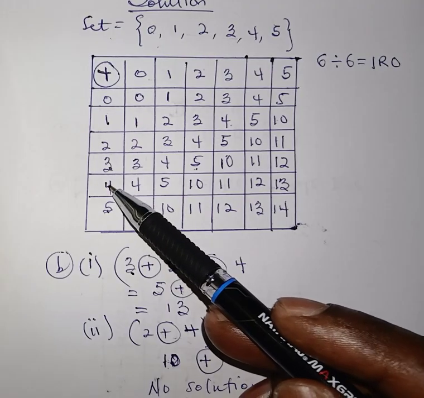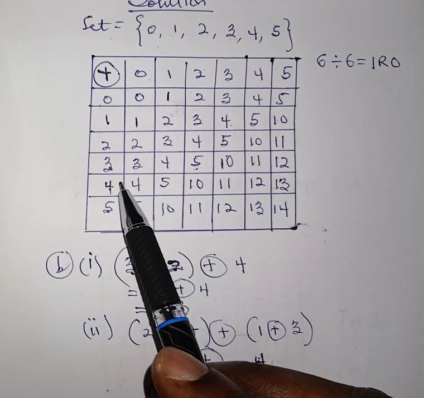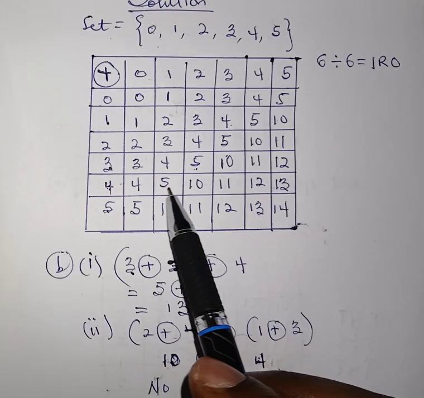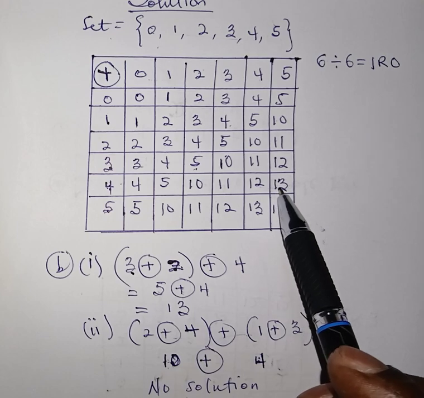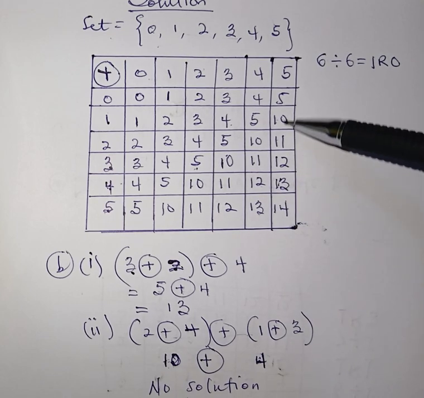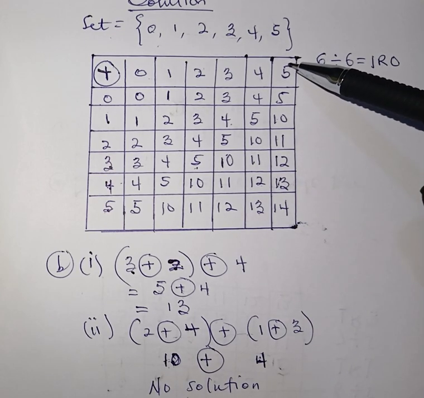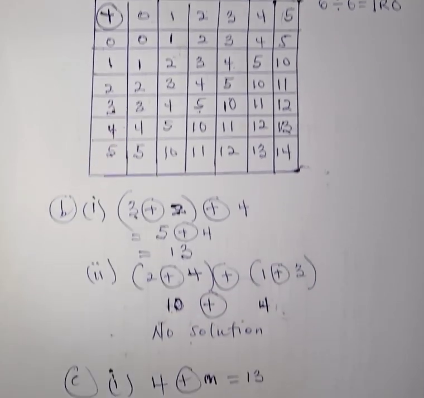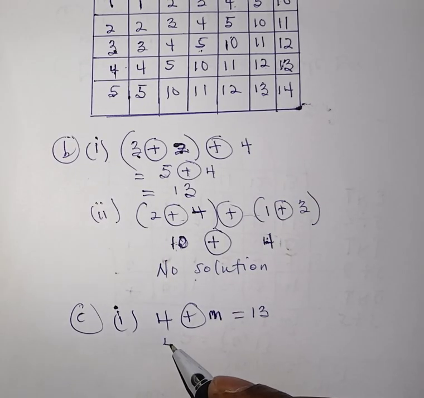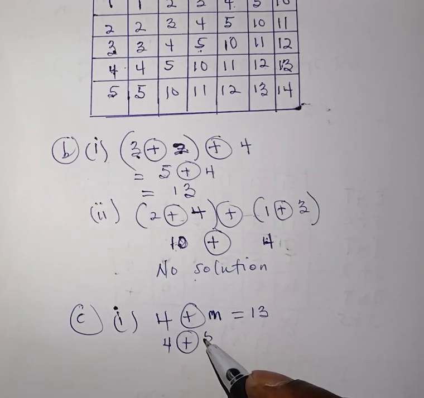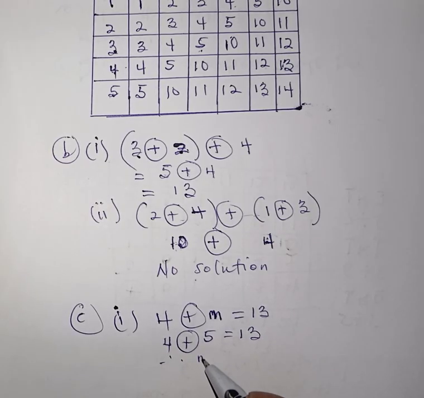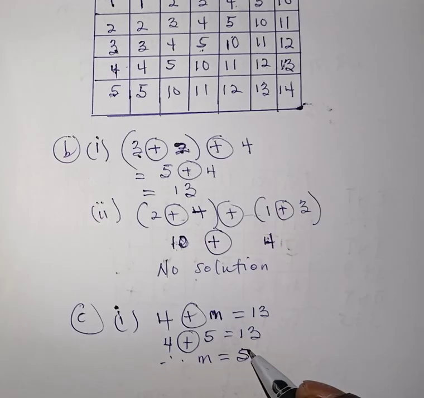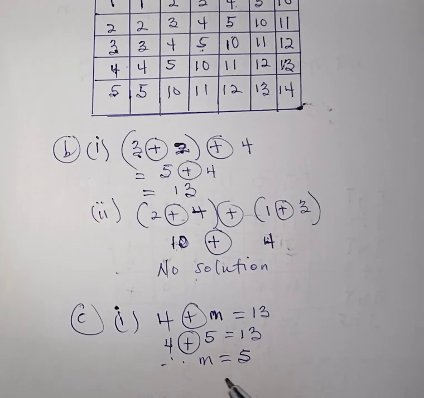Okay, so let me locate where my 4 is. This is where my 4 is. Then you trace it to a portion where you can get the 13. So this is the 13 here. Then you trace it upwards and look at the number that was added to 4 to give the 13. So you realize that this is 5. It means that it was 4 plus 5 that gave the 13. So you conclude that therefore our M is equal to 5. Have you gotten it?